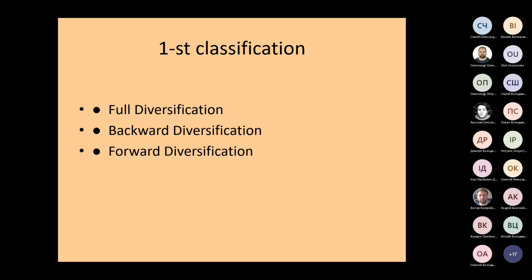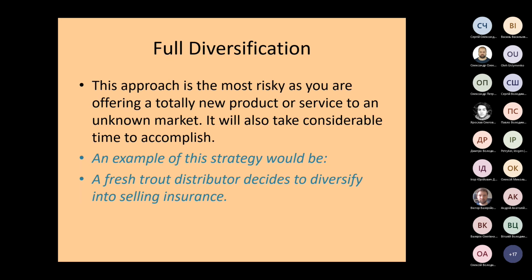The first classification divides all the diversification strategies into full diversification, backward diversification, and forward diversification. This classification is presented in Thompson and Strickland. Full diversification means that we are entering the market which is not connected with our business.